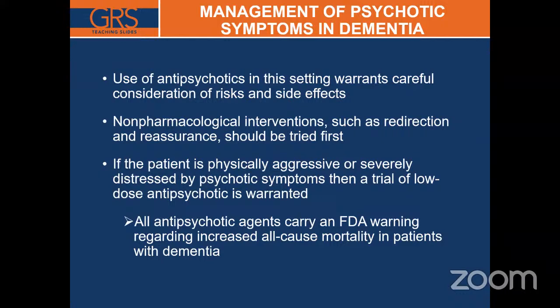So we first try non-pharmacological interventions, such as redirecting the patient and reassuring them. If the patient is physically aggressive or severely distressed by the psychotic symptoms, then a trial of a low-dose antipsychotic is warranted. We usually try a second-generation antipsychotic at a very low dose. All antipsychotic agents carry an FDA warning regarding all-cause mortality in patients with dementia.